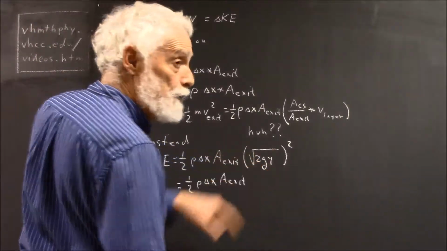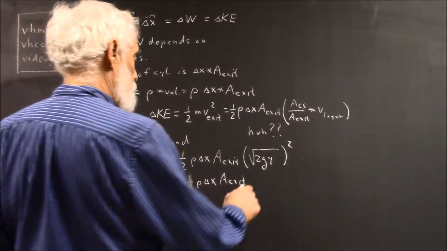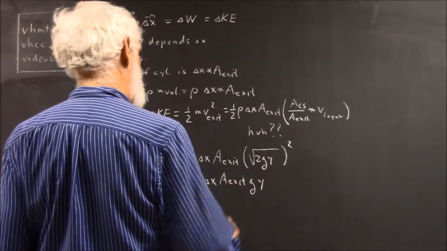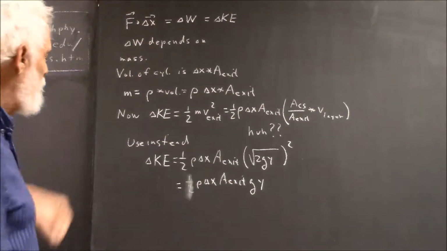And we're going to get a 2gy here. So this 1/2 can go away. Here we have this expression for the change in its kinetic energy, right? Well, it's not, it's a heat. So what's the force? Rho times A exit times gravity times y. Yeah, because we have this.